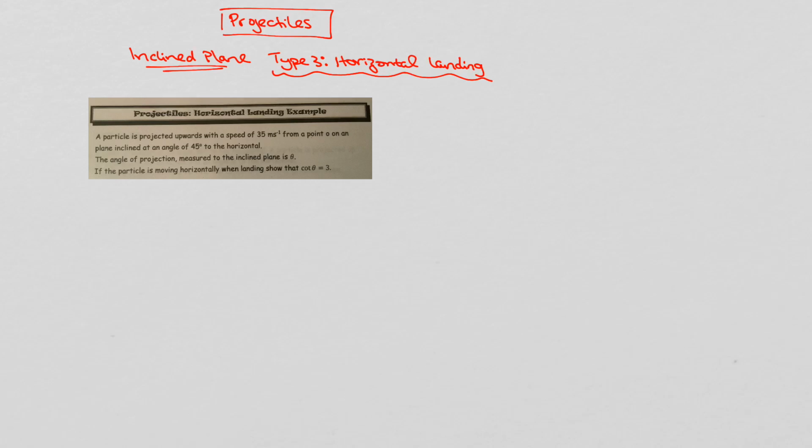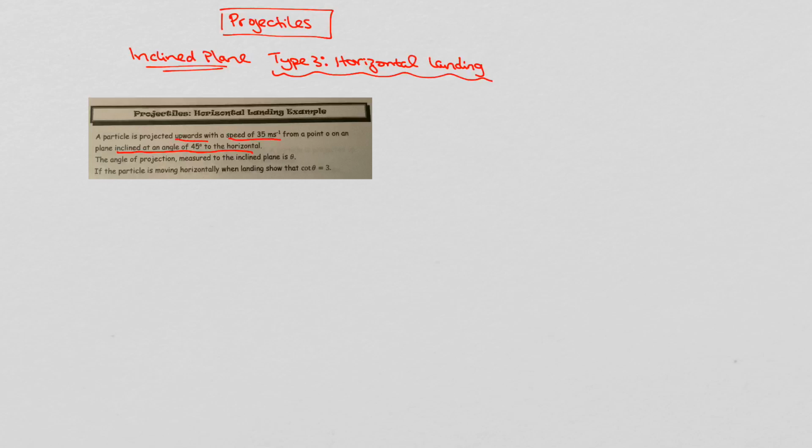So projectiles, inclined plane, type 3, horizontal landing. This example comes from Rowntree, and we can see here that we're given a particle is projected upwards with the speed of 35 meters per second from a point O on a plane that is inclined at an angle of 45 degrees to the horizontal.